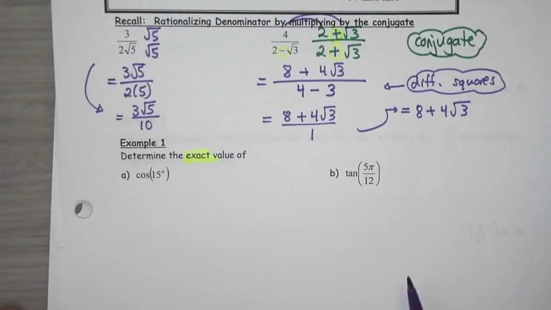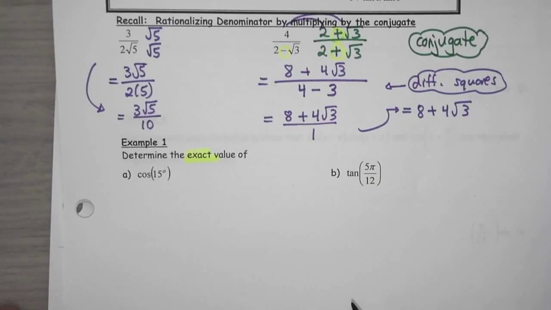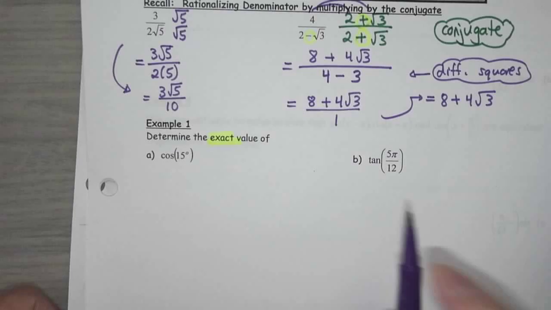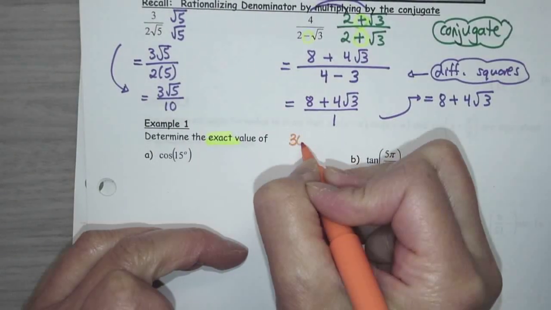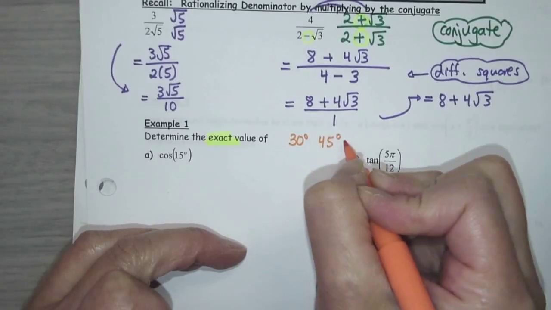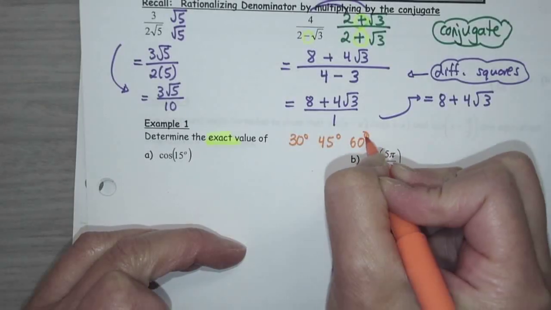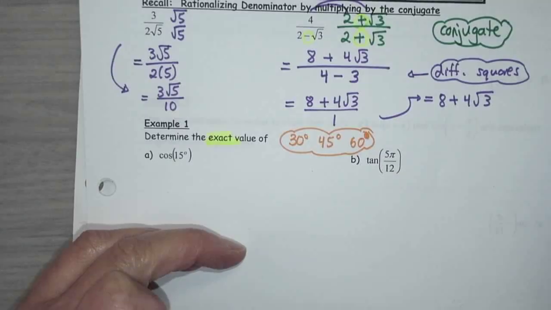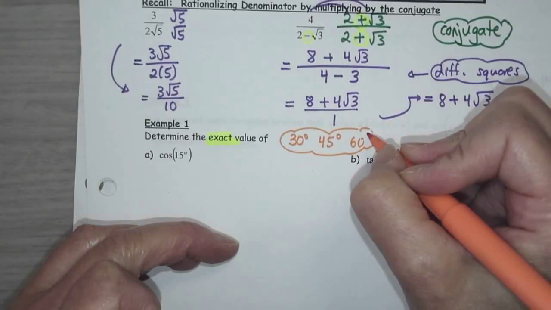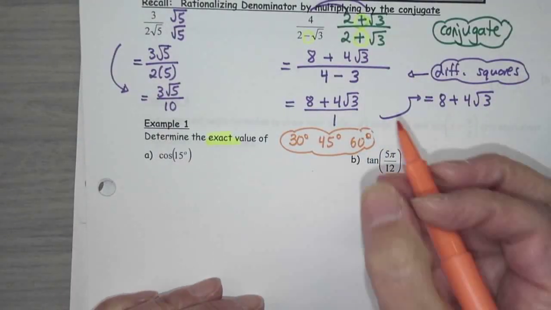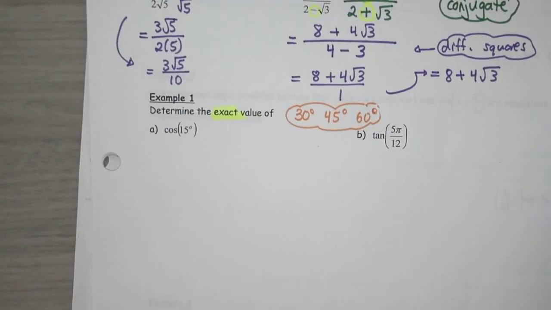In the past, when I said exact, the only numbers that we could use that were exact were 30, 45, and 60 degrees. So I'll remind you here. Right? So that's what we're thinking in our heads. Exact means that. So every time we did exact, it was always those numbers there. So we had a lot of 30s, 45s, and 60s.